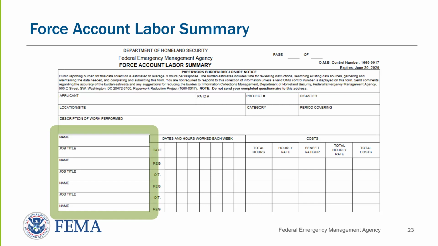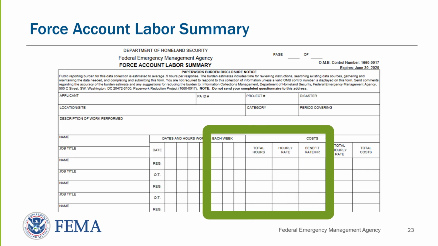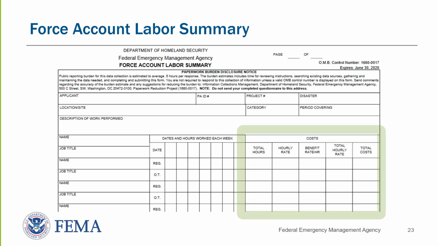And then as you go down the side here, the name and the job title. They want to know when they were working, the regular hours they worked, and the overtime. The next couple of columns are different totals, until we eventually come to that last column, which is total costs.